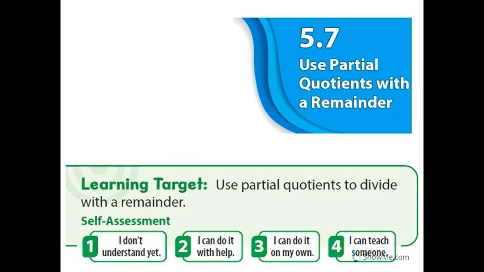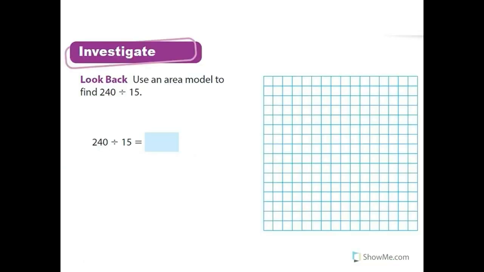So our learning target for this lesson is to use partial quotients to divide with a remainder, and of course, by the end, you want to be at a number 3 so you can do it on your own. And if you don't understand it yet, well, that's the whole point of being in school, right? If you haven't learned this yet, that's why you're here. All right? So let's do some looking back.